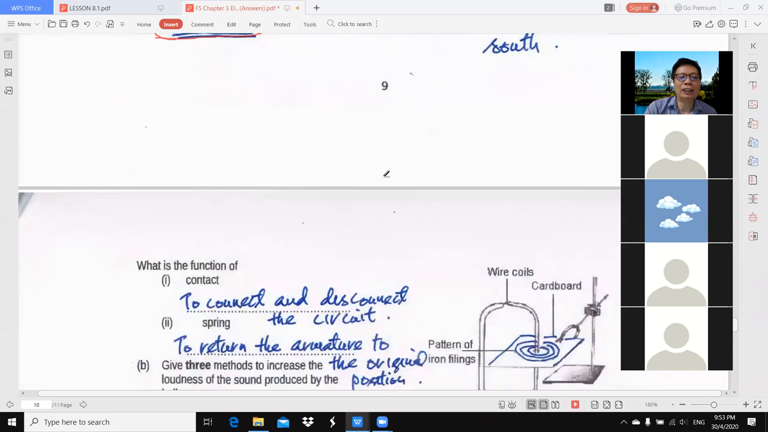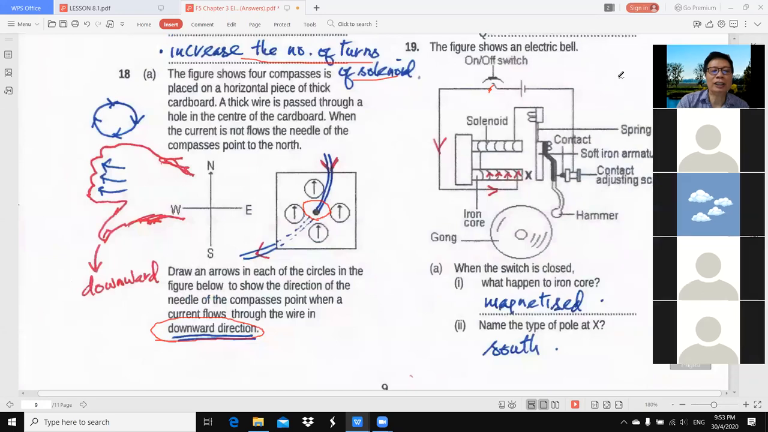What is the function of the contact? What is the function of the spring? You see the diagram, the contact and the spring, the function is what? Contact is here. Spring is here. What is the function of the contact? What is the function of the spring?